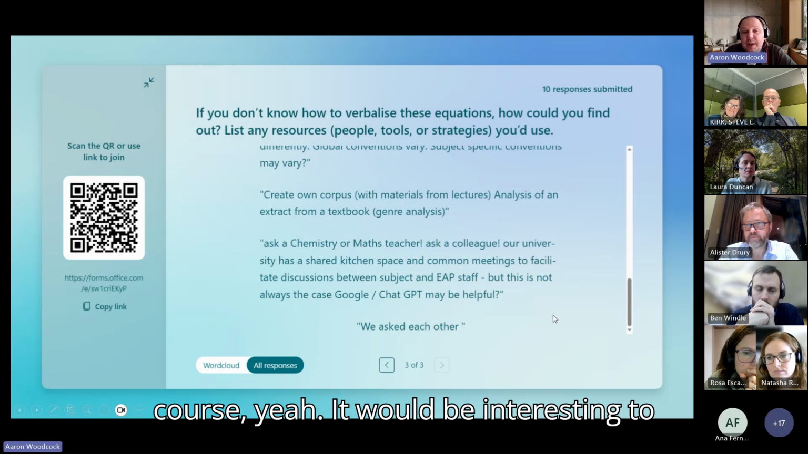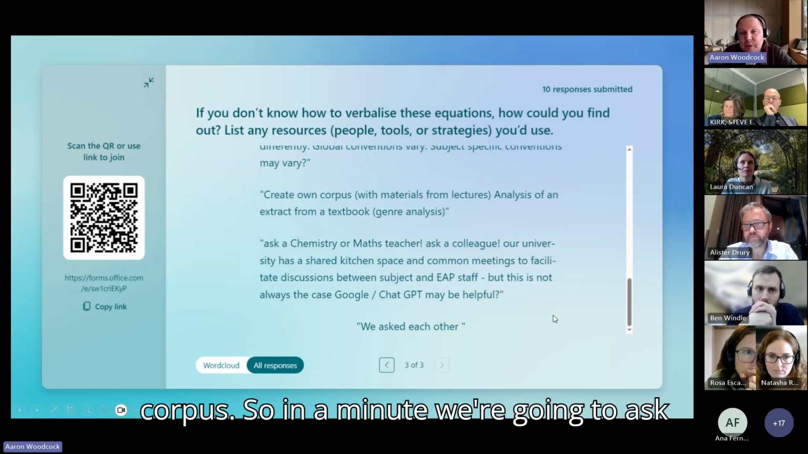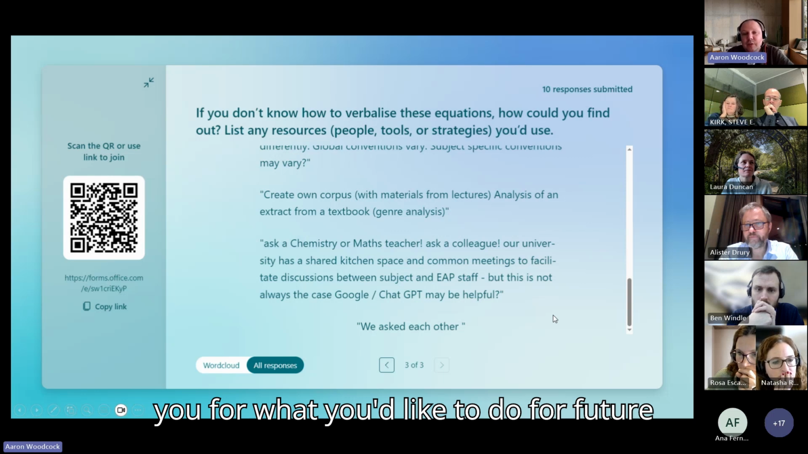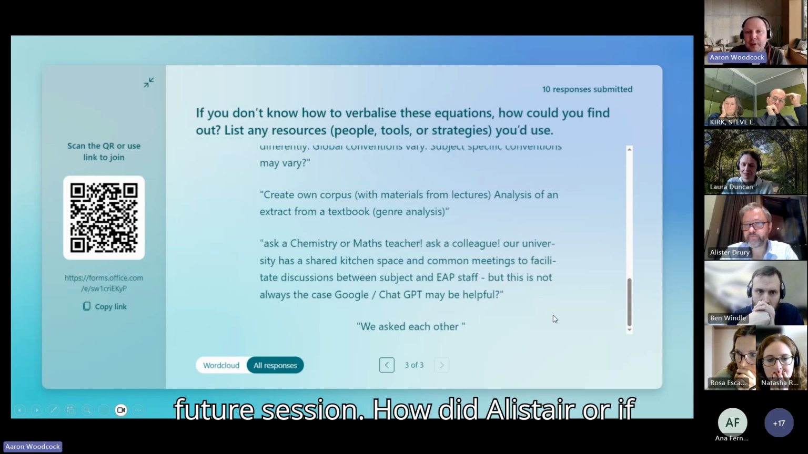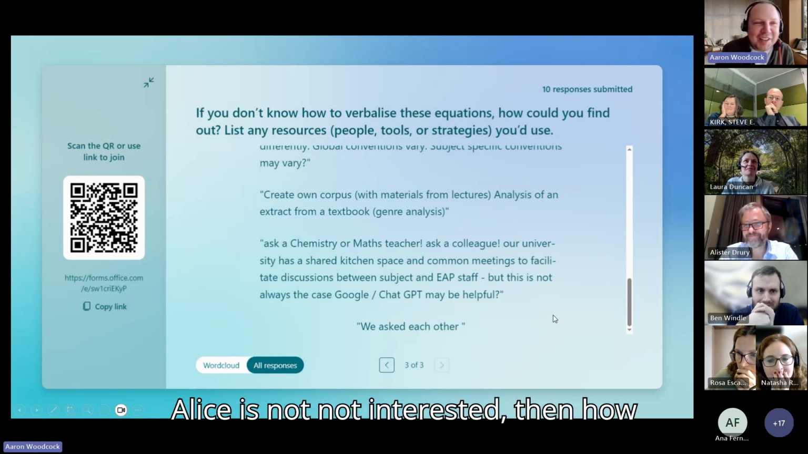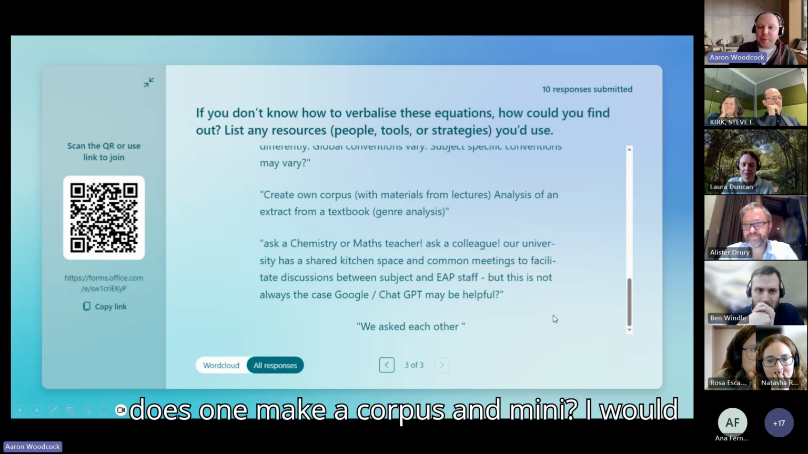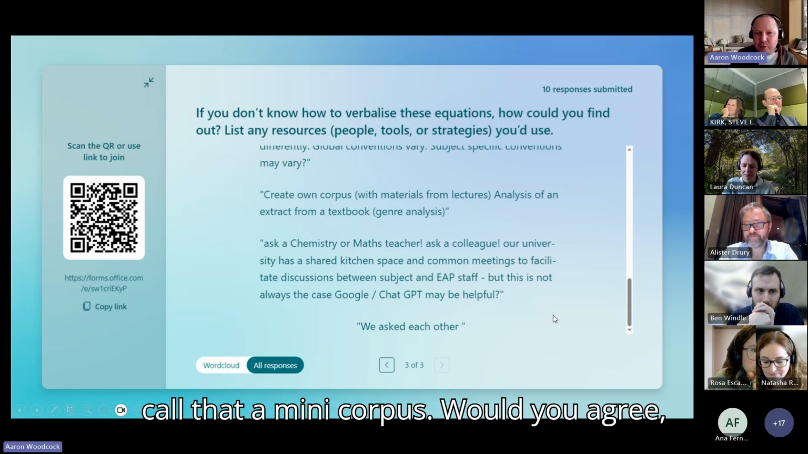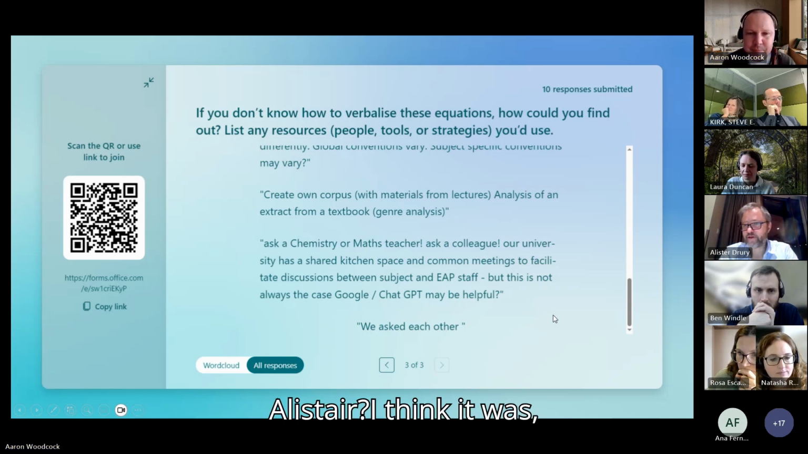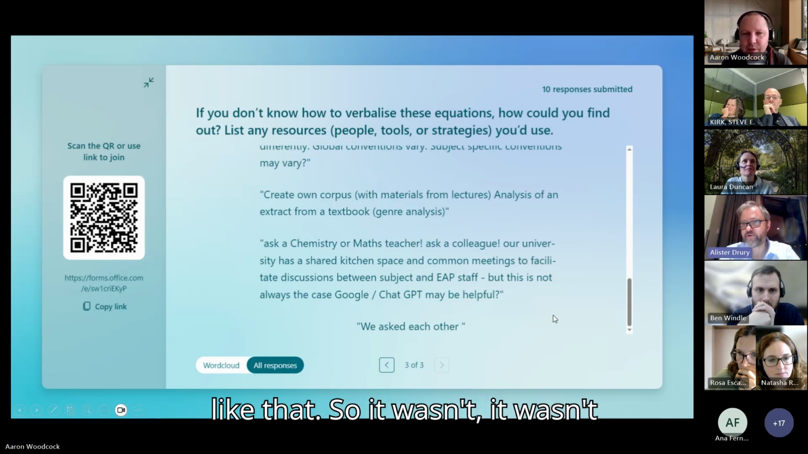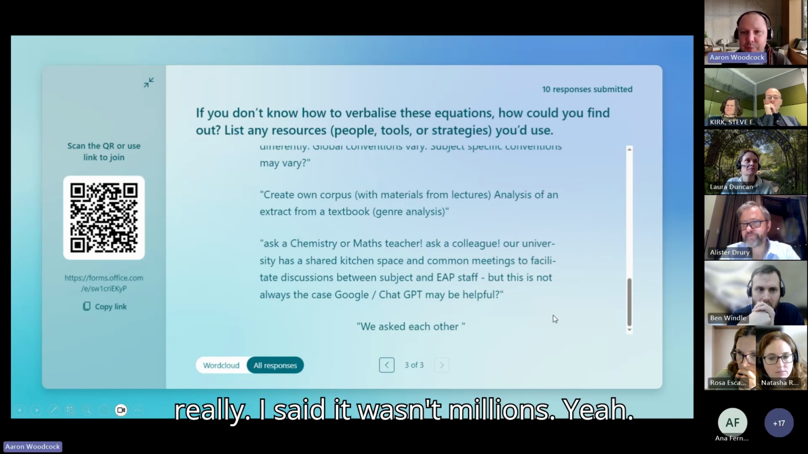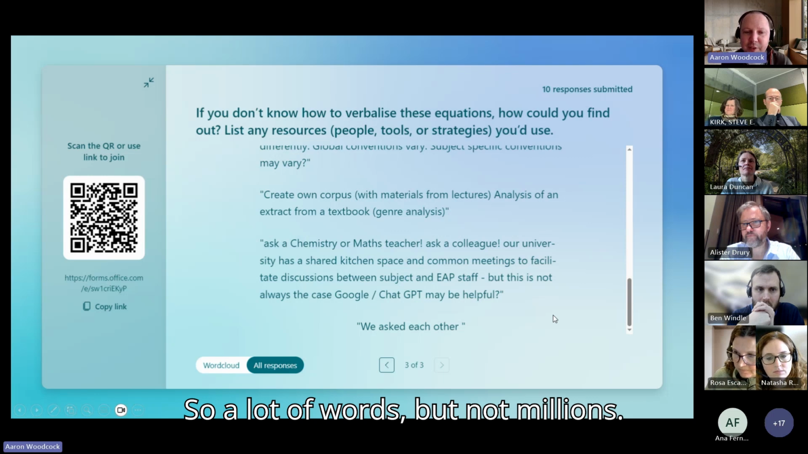It'd be interesting to know how you went about making that corpus. So in a minute, we're going to ask you for what you'd like to do for future sessions. So if you thought that was interesting, that possibly could be a future session. How did Alistair, or if Alistair's not interested, then how does one make a corpus? I'd call that a mini corpus. Would you agree, Alistair? I think it was 150,000 words, something like that. So it wasn't really massive. It wasn't millions. So a lot of words, but not millions.